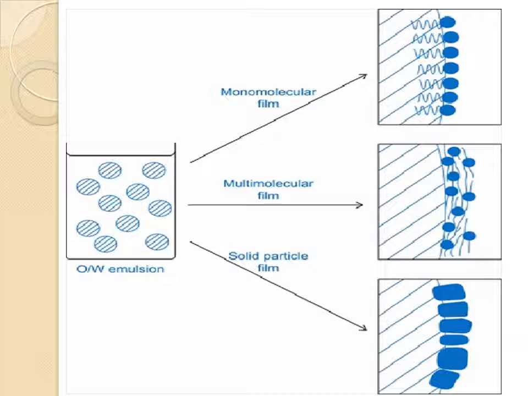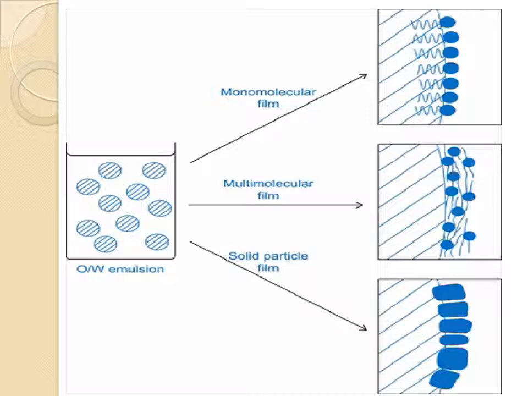Multimolecular film is another type of film which also gets adsorbed on the interface, but the number of molecules present on the interface is greater compared to a monomolecular film. The multimolecular film is thicker, and more molecules are present in the film. So that is called a multimolecular film.